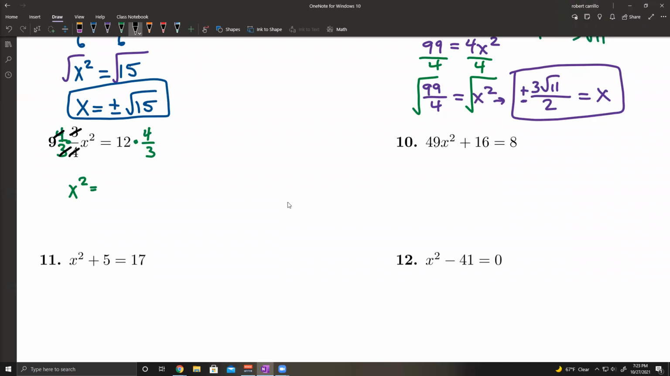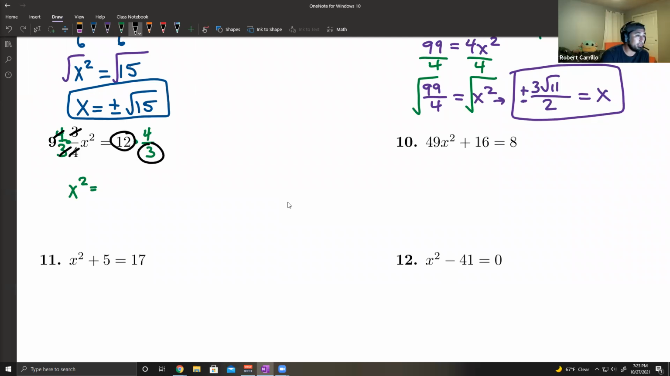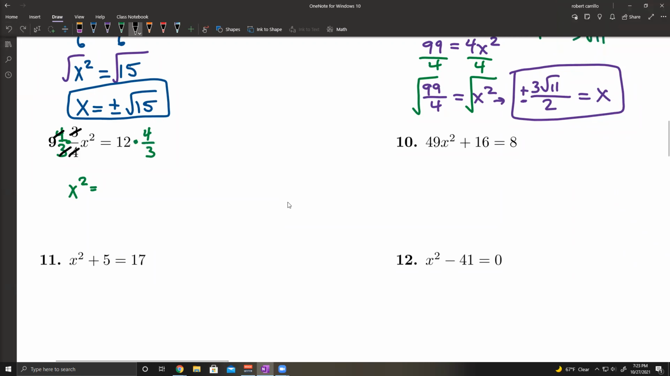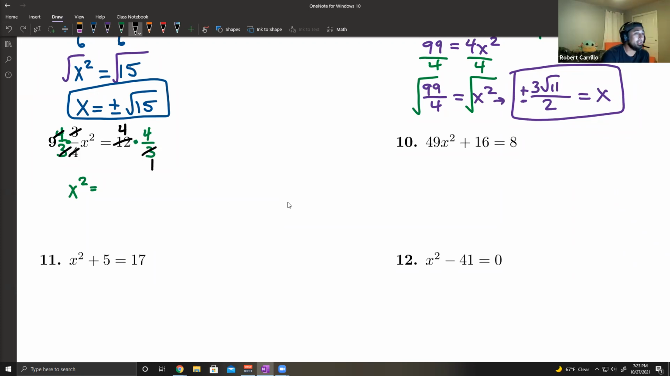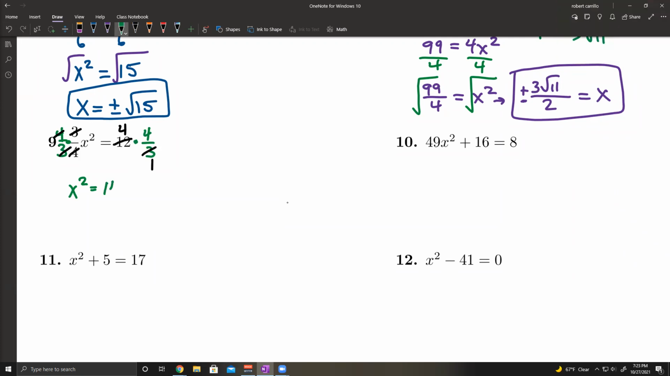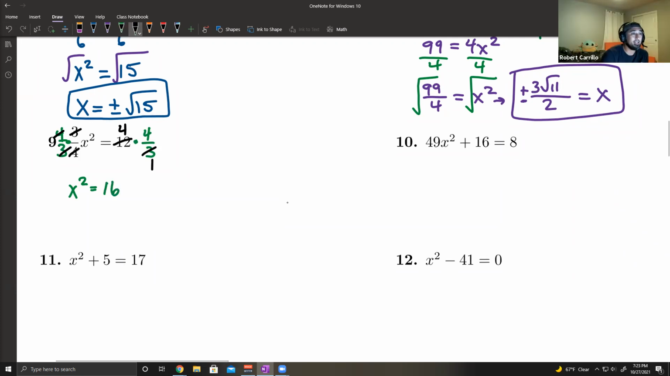Can this 3 go into that 12? Yes. How many times? 4. So that becomes a 1. That becomes a 4. And what's 4 times 4? 16. Look at that. And then square root both sides. And of course, we get x equals plus or minus 4. Okay, cool.